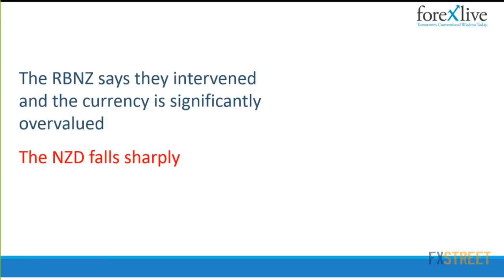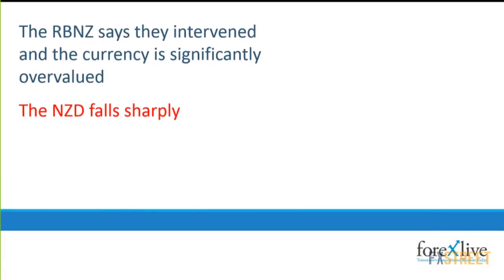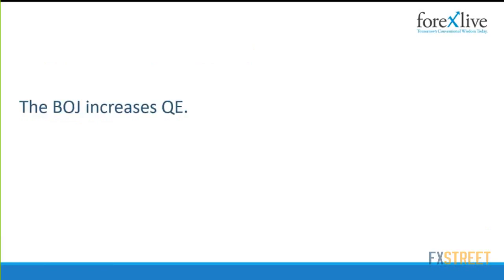And then we have the BOJ increases QE. That's been the story of late that has caused the yen to fall sharply lower and the Nikkei to go sharply higher. And these, again, are fundamental stories that are written that give you a cause and effect for a currency pair's or stock market's movement to the upside or to the downside.